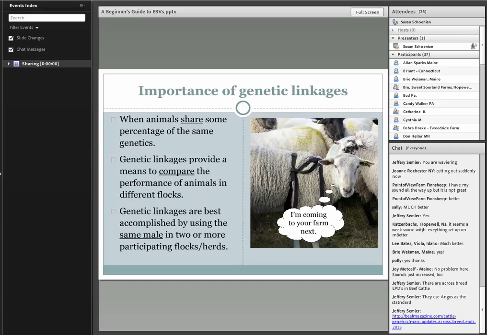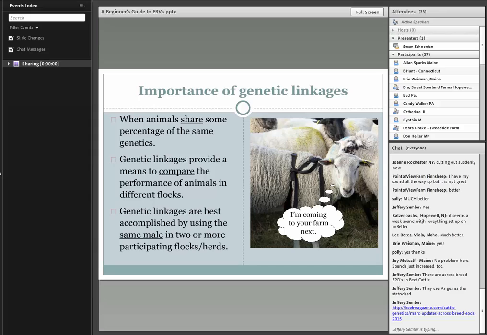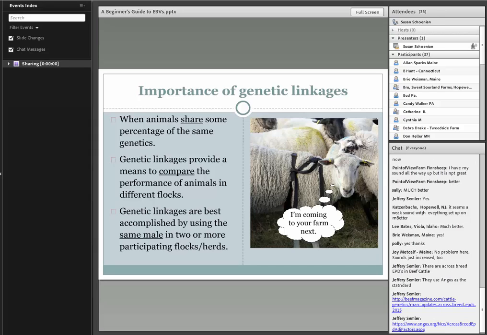The best way to get linkages is for the same rams to be used in 2 or more flocks or herds. So one of the best things you can do, if this sparks an interest in you, is to work with other producers and create those linkages: share rams. At least buy sons or buy rams, but ideally those same rams are being used in different flocks and herds, and ideally in different production systems.